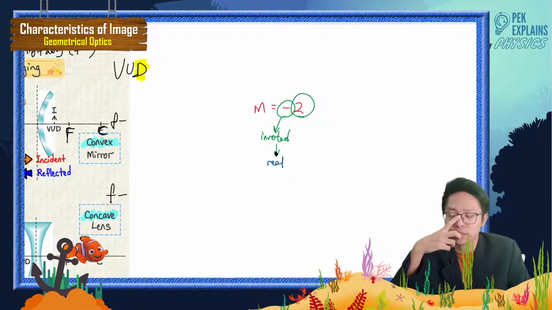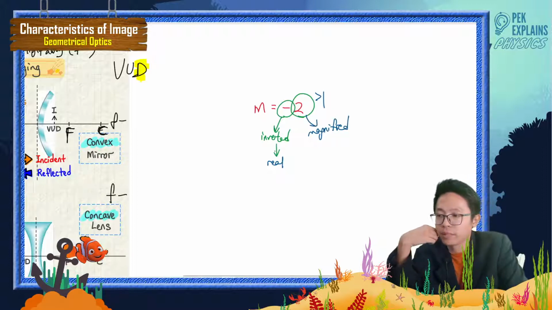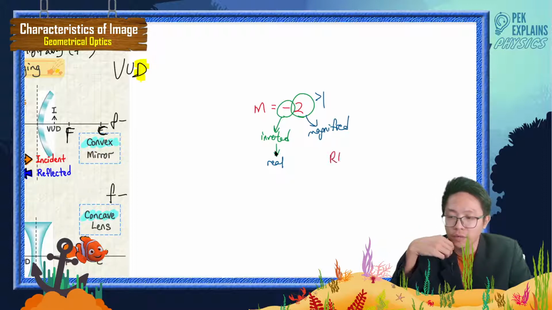Inverted image, real image. And then 2, this is more than 1. This means this is a magnified image. So from here I can know this is a real inverted magnified image.